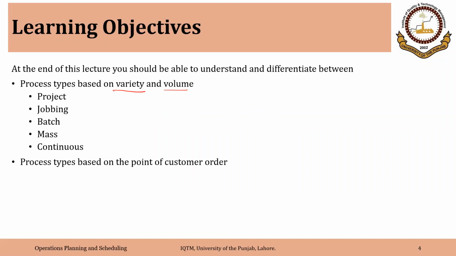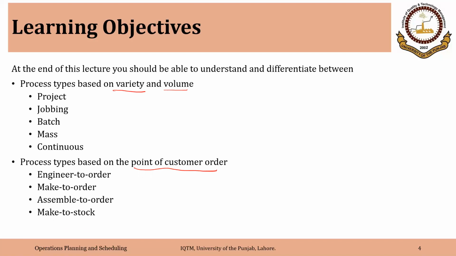We will also discuss process types based on the point of customer order. So we have 4 types here: engineer to order, make to order, assemble to order, and make to stock. And we will also discuss different types of service processes.